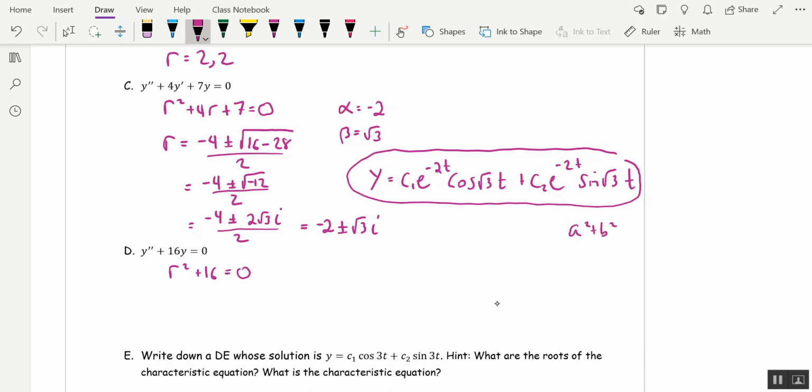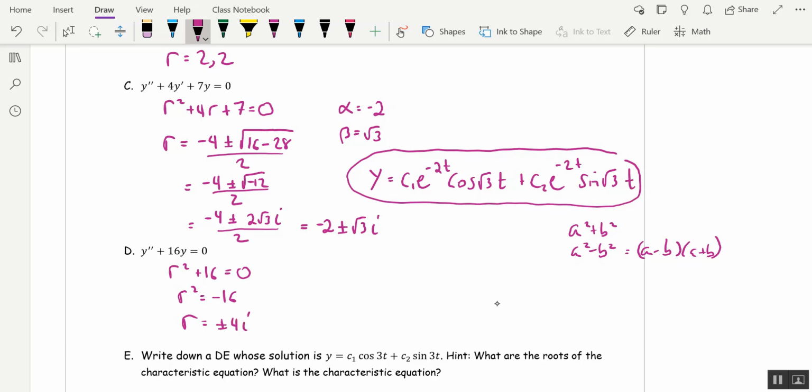It's prime. A squared minus b squared factors as a minus b, a plus b. So this is r squared equals negative 16. Take the square root of both sides. When you take the square root of both sides, you take plus or minus. So r is plus or minus 4i.